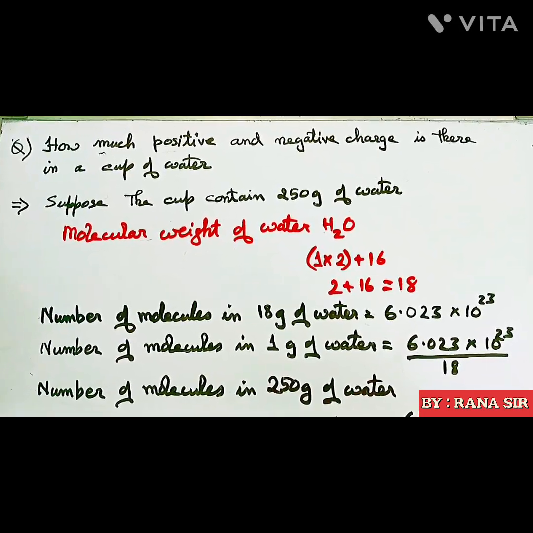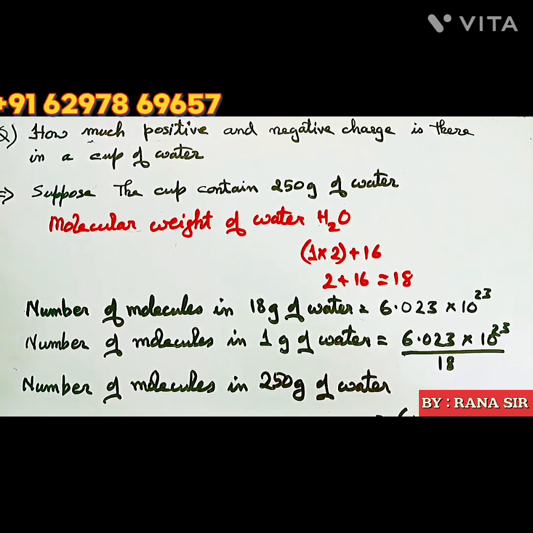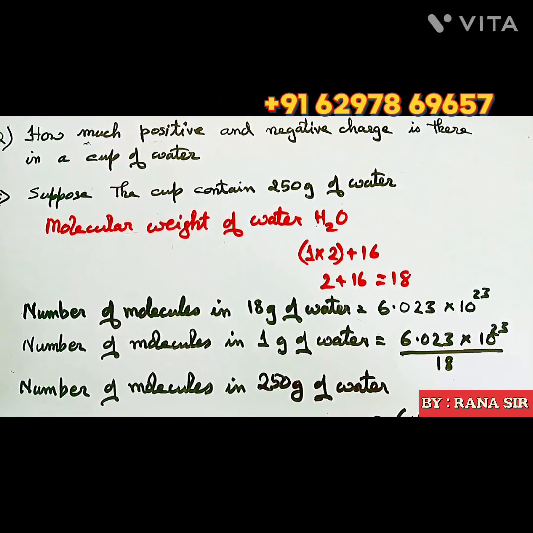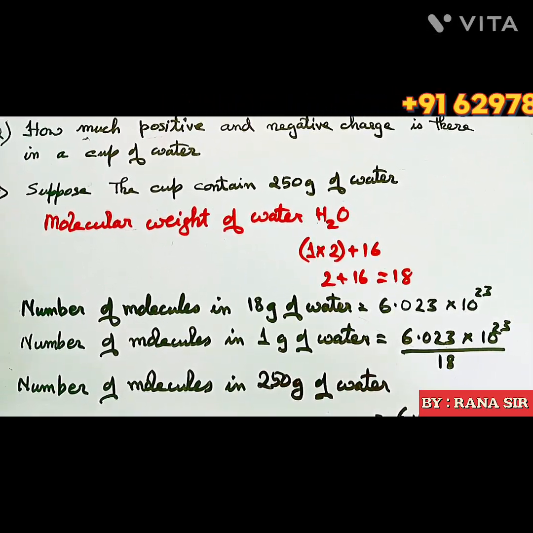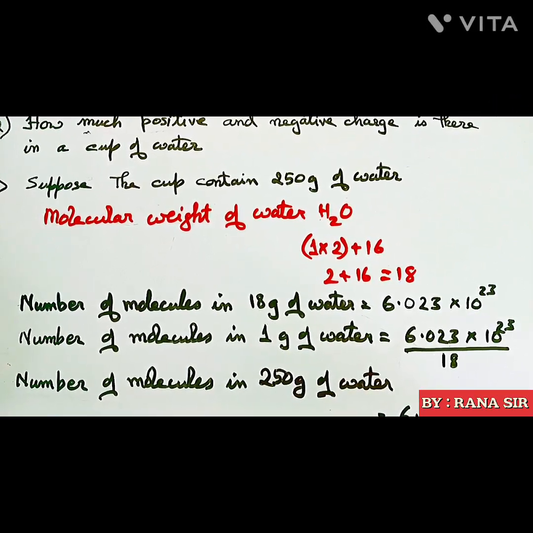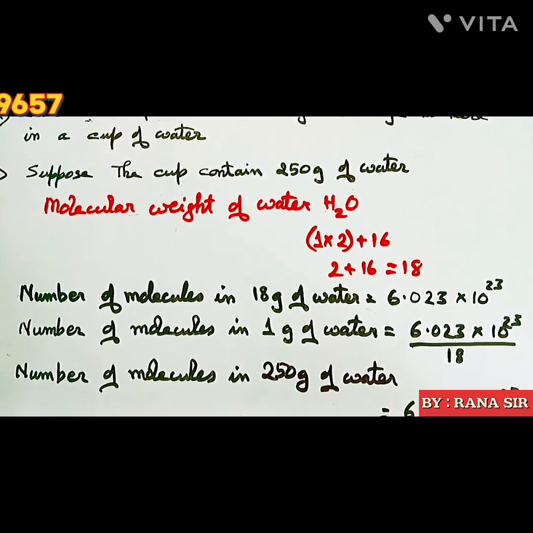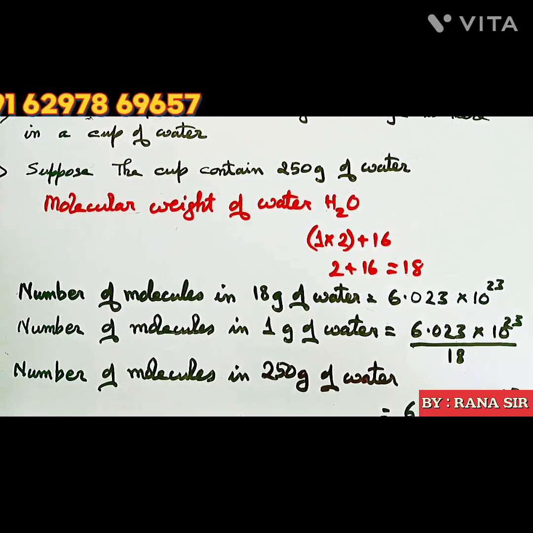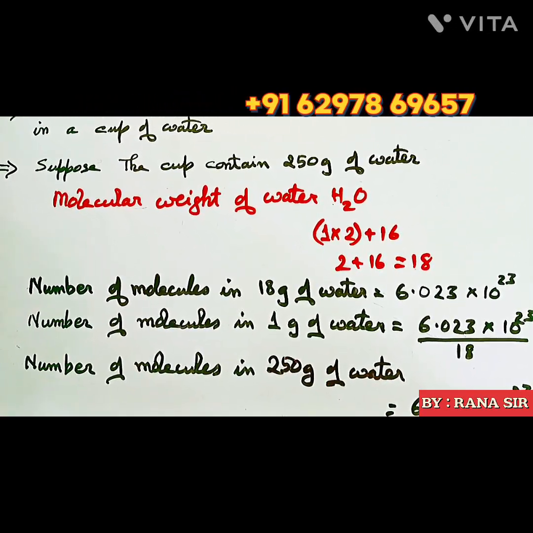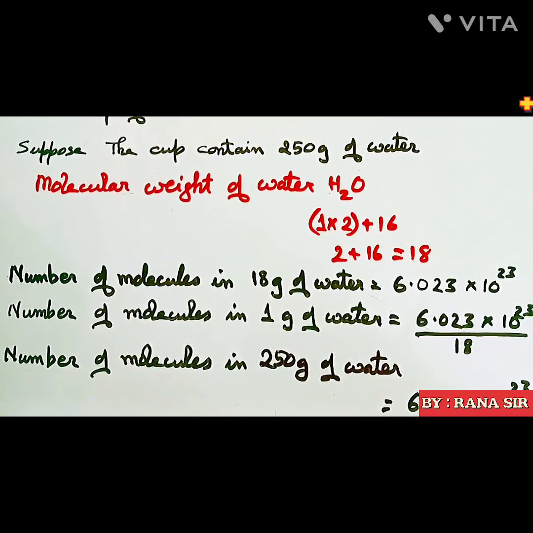So the next question of NCERT is: how much positive and negative charge is there in a cup of water? So it's a cup of water, we have to find out the negative and positive charge. The quantity of water has not been given, so we are assuming the quantity to be 250 grams. Now, the molecular weight of water, H2O, is H is 1 into 2 plus 16, that is 18. So the molecular weight of water is 18 grams.